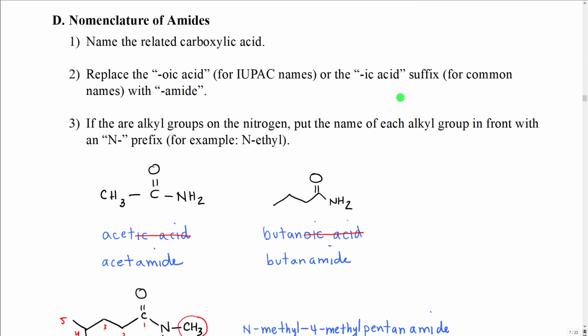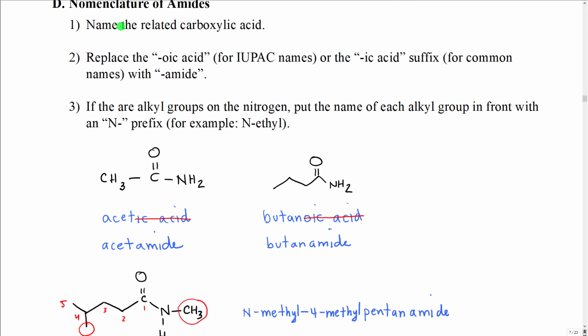To name amides, again, we start with the related carboxylic acid. For example, we look at this: the carboxylic acid would be this structure where we'd have an OH instead of the NH2. So that would be acetic acid. What we're going to do is drop the ic from the acid name, and then simply put on the ending amide. So here's acetic acid with an amide, so it's acetamide.